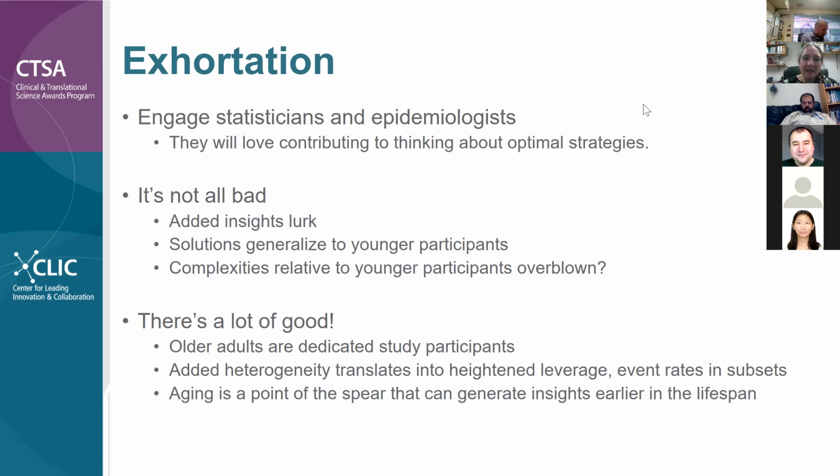To keep in mind that it's not all bad, that including older adults robustly has the potential to add insights, solutions generalized to younger participants, and complexities sometimes are overblown, that studies of younger participants experience these same complexities, many of them too. And finally, that there's a lot of good. Older adults really are dedicated study participants. Added heterogeneity can be leveraged, and aging can be thought of as a point of the spear that can generate insights about determinants earlier in the lifespan.